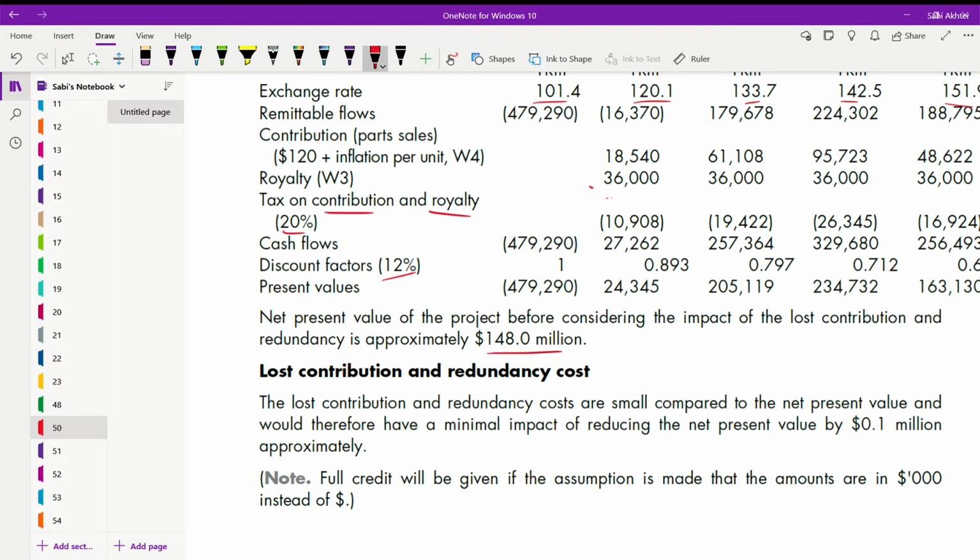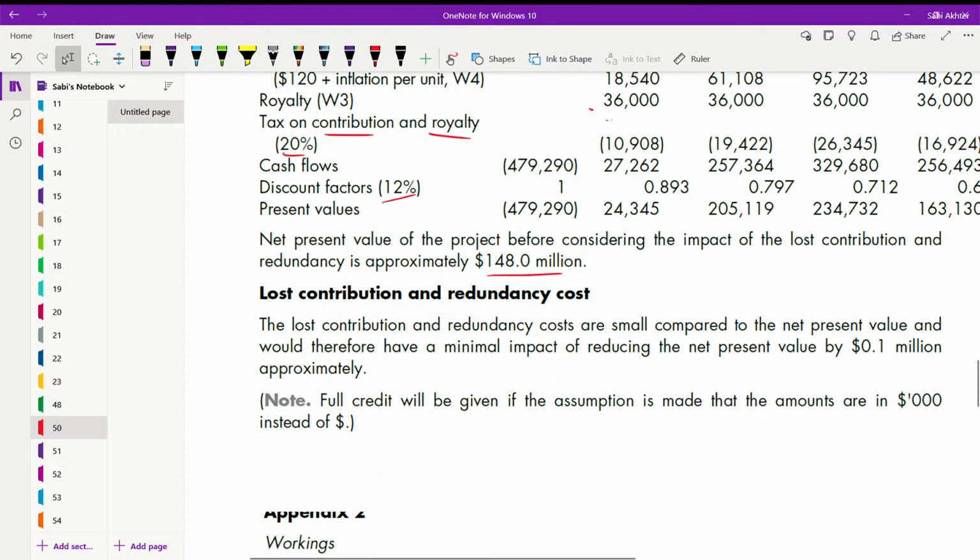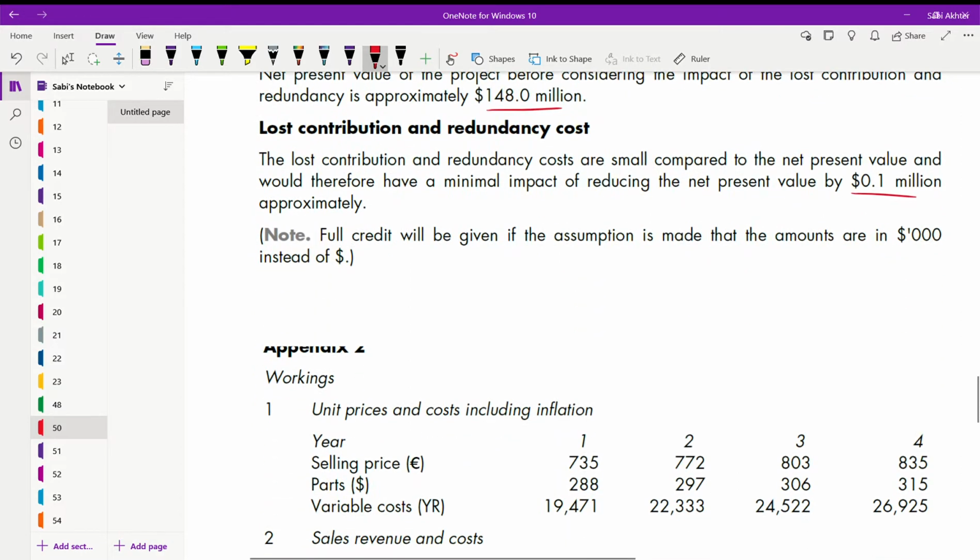Also, there is a small paragraph which talks about loss of contribution and redundancy cost. Why loss of contribution? If they invest in Elandwy, they are going to lose the contribution which they would have made. And also redundancy cost is there. If you take the net present values they have given you and add them all, it adds up to 0.1 million, which is small, right? Minimal impact it will have. So here the workings are there.